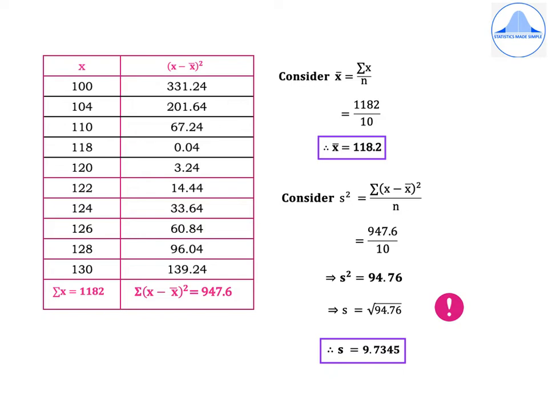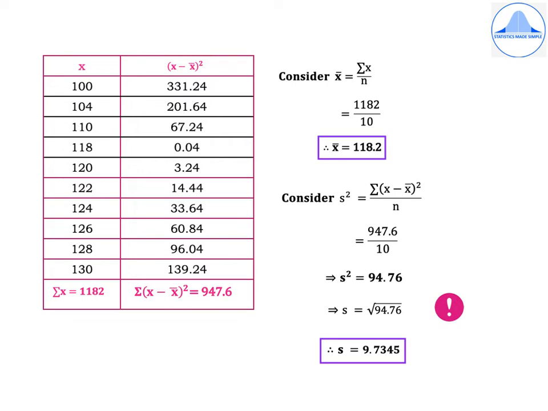Now we need to find out the mean of the sample, which has the formula x bar equal to summation x by n, which is equal to 1182 divided by 10. So you get x bar equal to 118.2. Next column is x minus x bar whole square. So take the first x value 100, subtract it from 118.2, which is equal to minus 18.2, and then when you square minus 18.2 you get 331.24.